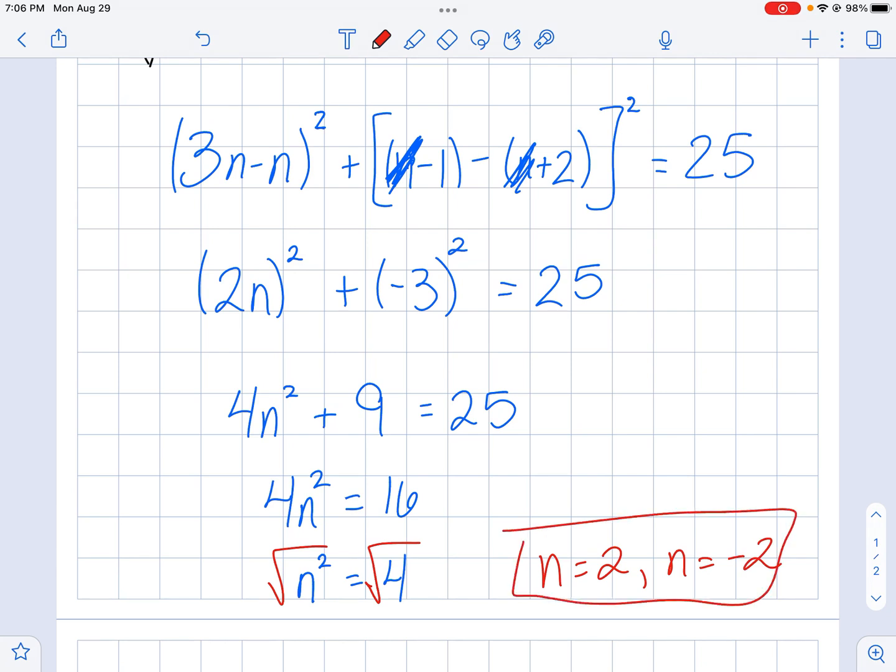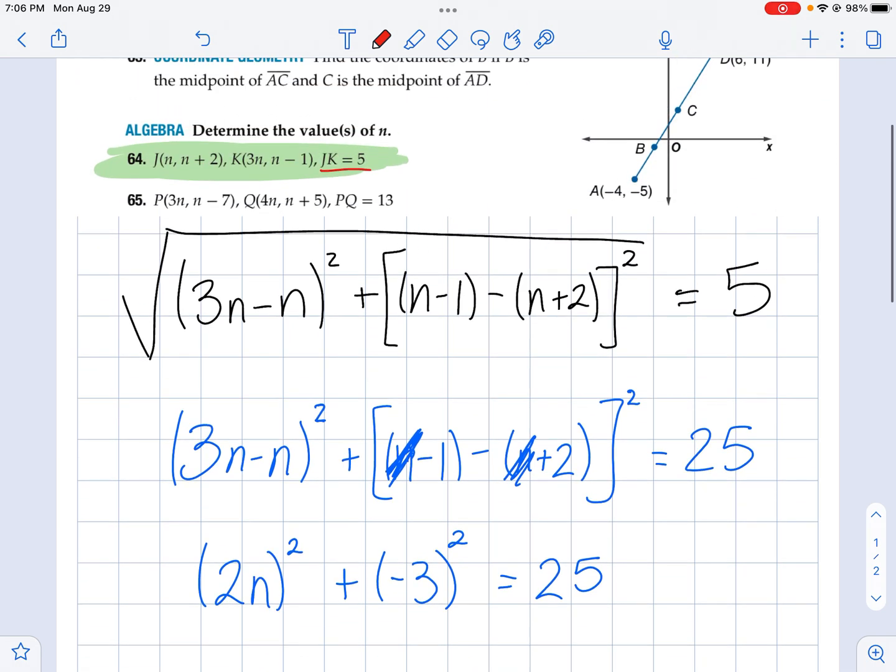And if I were being a very good mathematician, what I would do is I would go back and I would just make sure that the negative 2 works here. So I would go back and I would say, well, it'd be negative 2 comma 0. And that would be negative 6, negative 3. And that would make a 3, 4, 5 right triangle. So that would work. I should also check the positive, but for the sake of this video, I'm not going to do that.